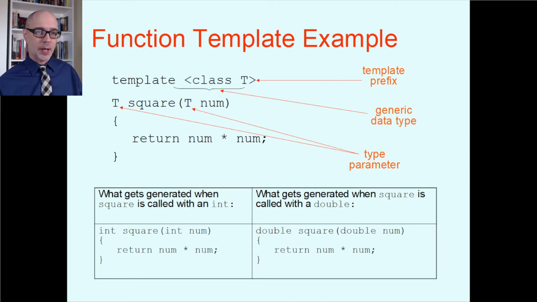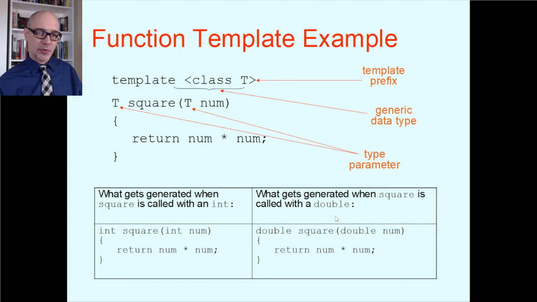So at some point, when you call this square function, if you happen to pass in an integer, the compiler is going to spot that and say, hey, I need a version of this square function that works on integers. And it's going to automatically create and compile a version of that function like this: returns an integer called square, receives an integer, multiplies those two things.